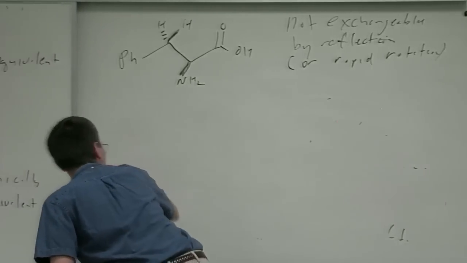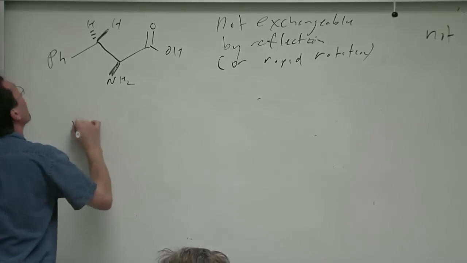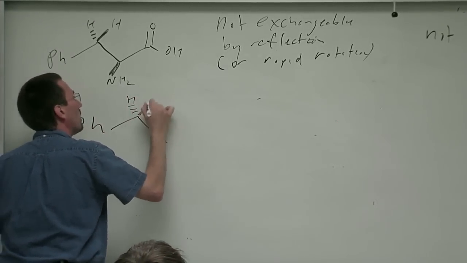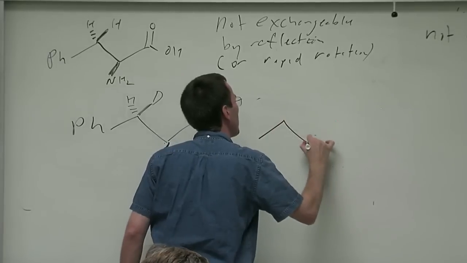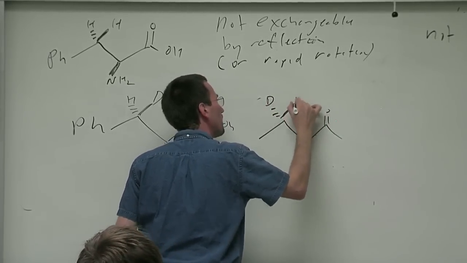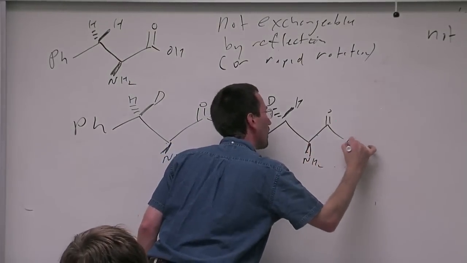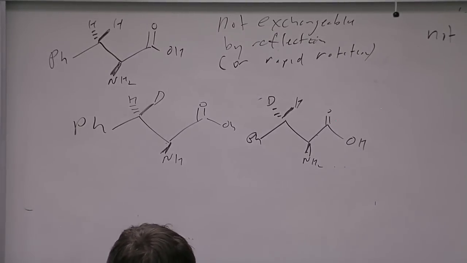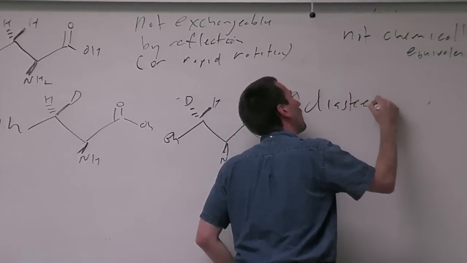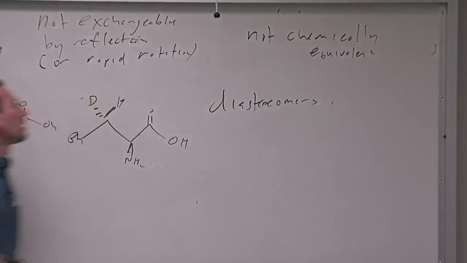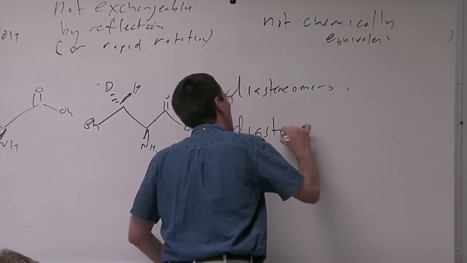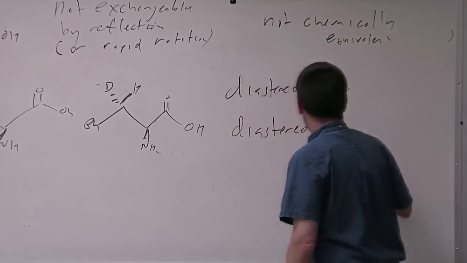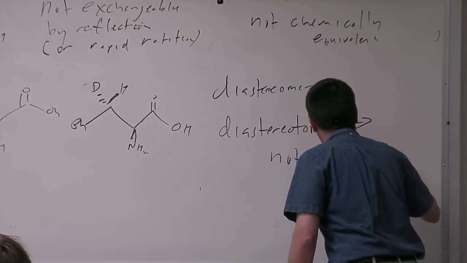And let's try our thought experiment here again, because sometimes things can get more complicated than you might anticipate. So we'll take one, replace it with the deuterium, and we'll take the other and replace it by a deuterium. And we'll ask ourselves what the relationship of those two structures is to each other. What are they? They're diastereomers. So we say that the two hydrogens of the methylene group are diastereotopic. And therefore, they are not chemically equivalent.